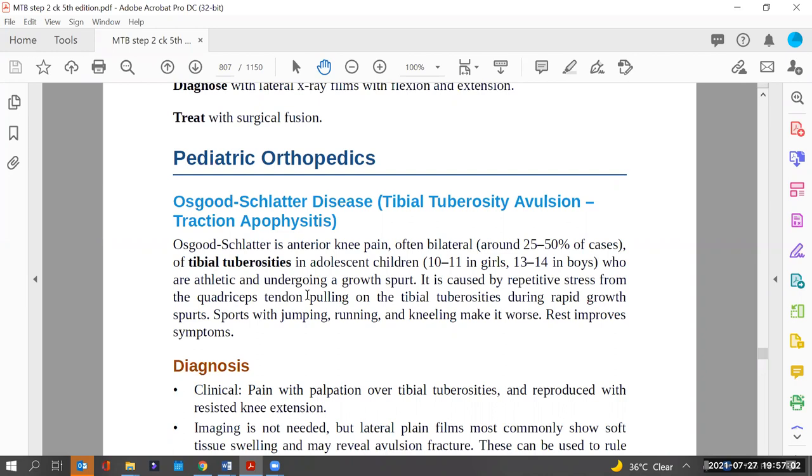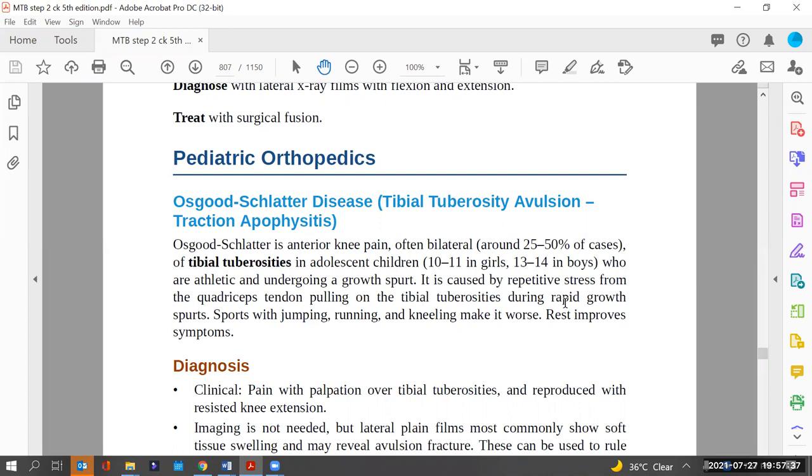If they are presenting with anterior pain which gets worse during jumping, running, or swimming, we can think about Osgood-Schlatter disease. And what is the main thing here? It is caused by repetitive stress from the quadriceps tendon pulling on the tibial tuberosity. Because of jumping, running, or heavy exercises, the quadriceps tendon, you remember the three vasti and the rectus femoris, which make up all the quadriceps muscles of the thigh, merge and attach through one single tendon over the tibial tuberosity.